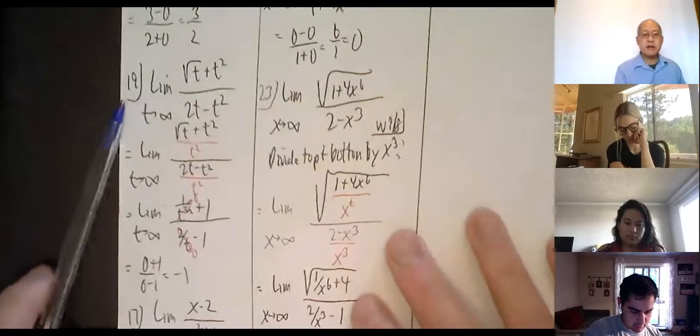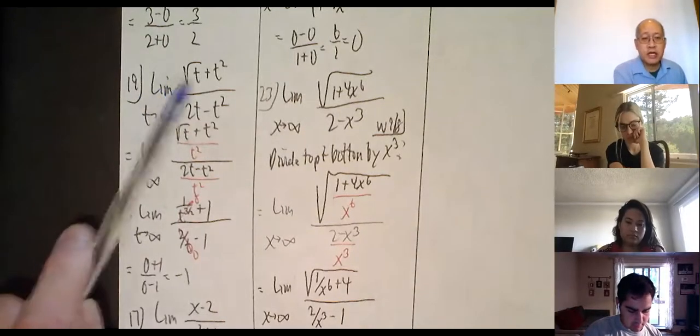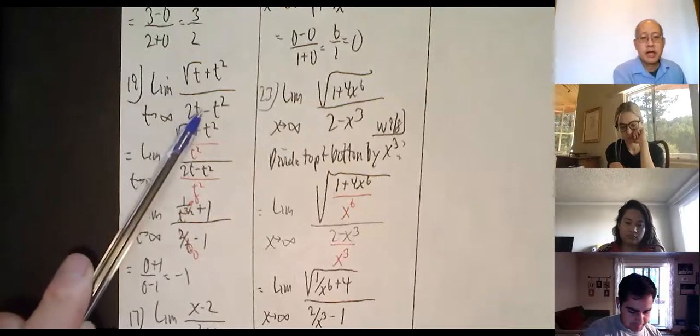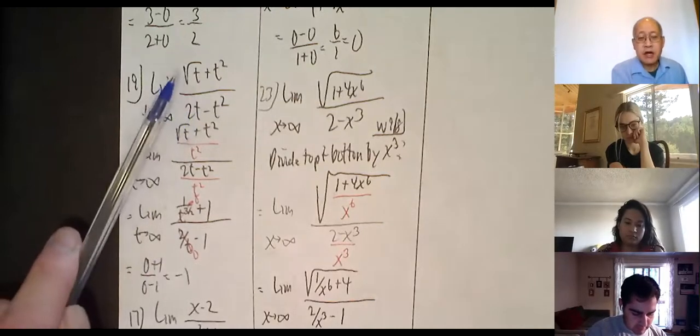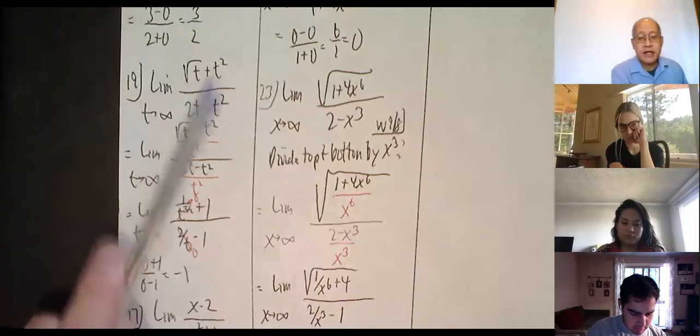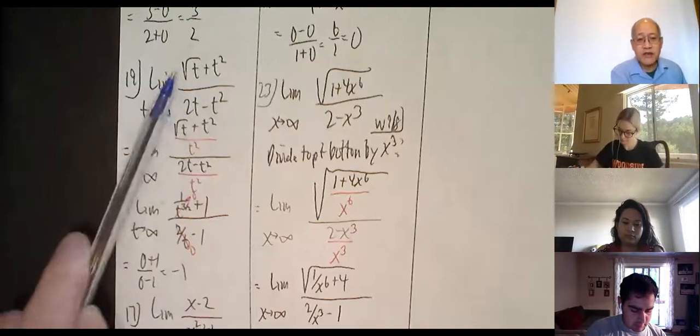Okay, here's another one. Number 19. Limit as t approaches infinity of (radical t plus t squared) over (2t minus t squared). Again, something quick and dirty. The dominating exponent is the 2, right? These drop into insignificance after a while.